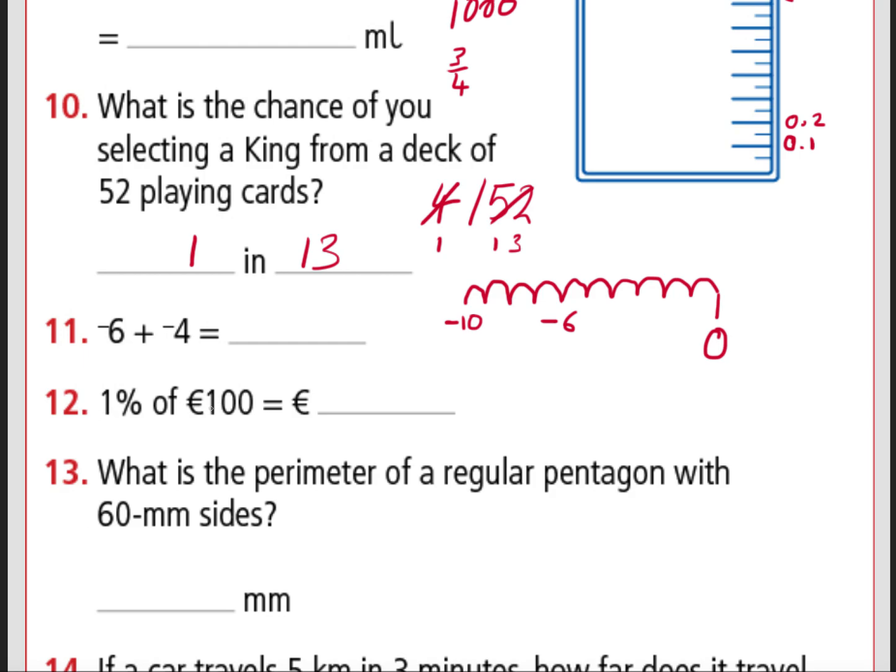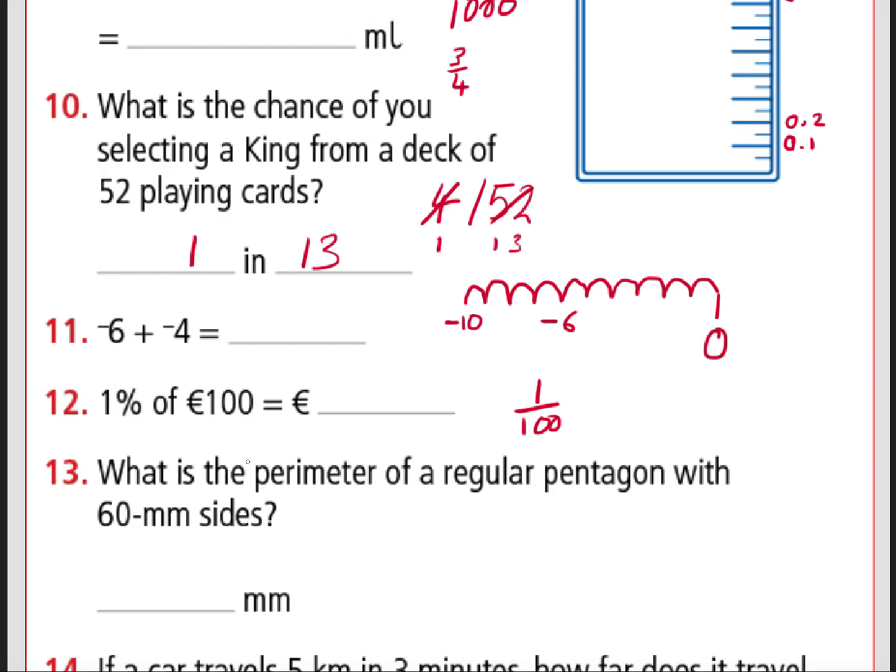Number 12, 1% of €100 is what? Well, to find 1%, 1% as a fraction is 1 over 100. So to find 1%, all we have to do is divide by 100. And that couldn't be easier. It's 100 divided by 100.